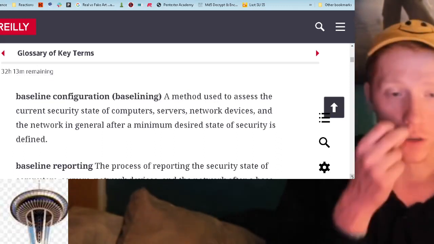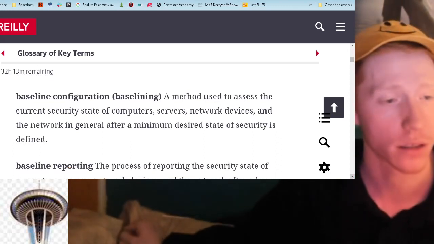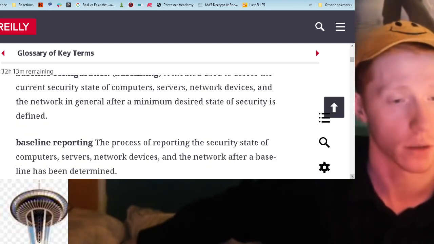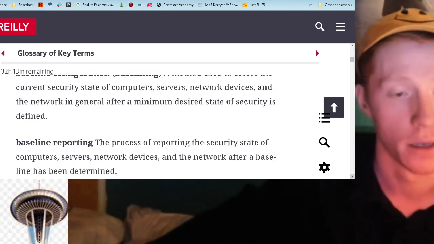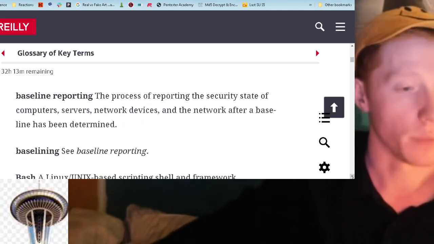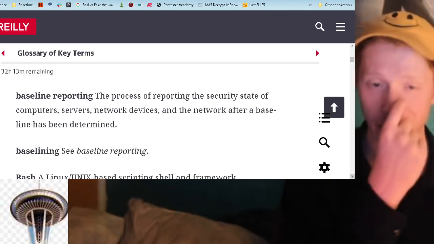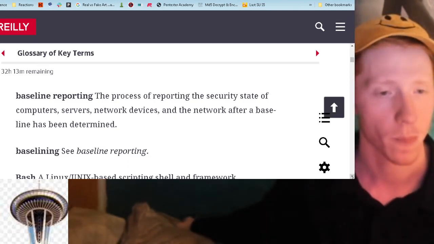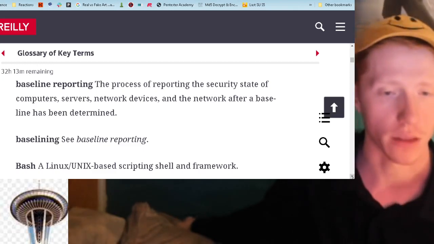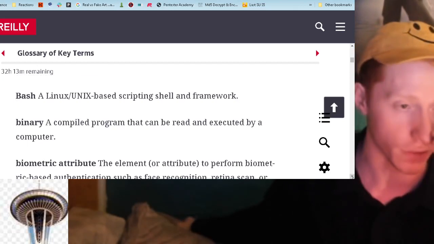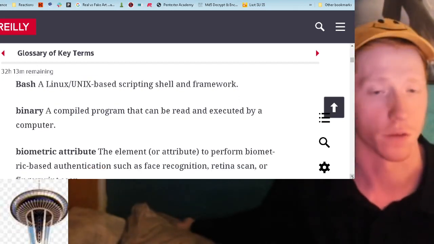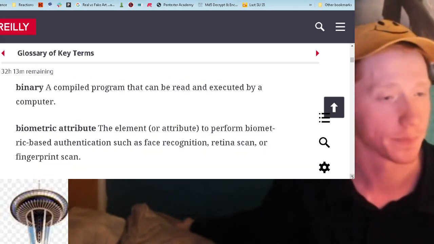The baseline configuration is a method used to assess the current security state of computers, servers, network devices, and the network in general after a minimum desired state of security is defined. Baseline reporting is the process of reporting the security state of computers, servers, network devices, and the network after a baseline has been determined. Bash is a Linux and Unix-based scripting shell and framework. For example, in Microsoft, it's PowerShell.